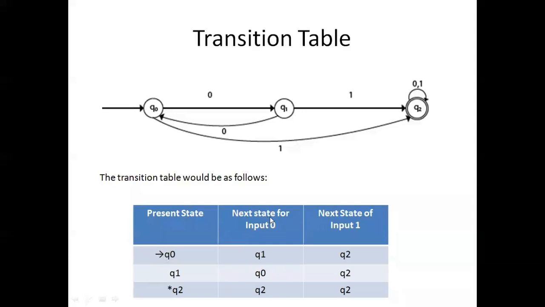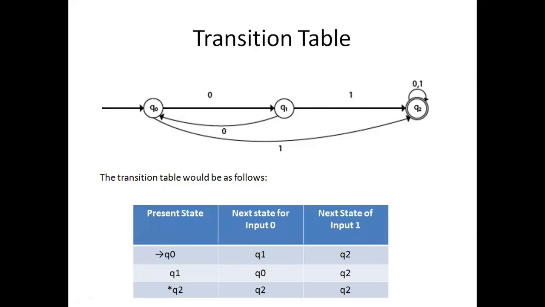So when Q0 takes an input 0, it transits to Q1. You can see from the graph, Q0 on taking 0 as input transits to Q1. Similarly, Q0 on taking 1 as input transits to Q2. Similarly, Q1 on taking 0 as input transits to Q0. Q1 on input 1 transits to Q2. Q2 on input 0 and 1 remains in the same state. So through this transition table, you can represent a DFA.